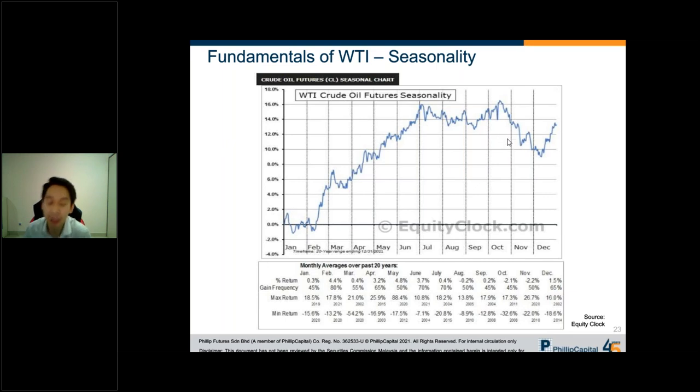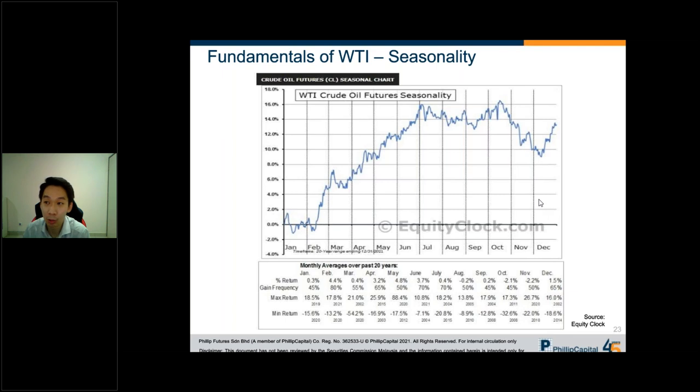Then during the winter months, from November to February, you can expect the economic activity and also the industrial activity to be lower as compared to the summer. Then you will see a drop in crude oil prices.